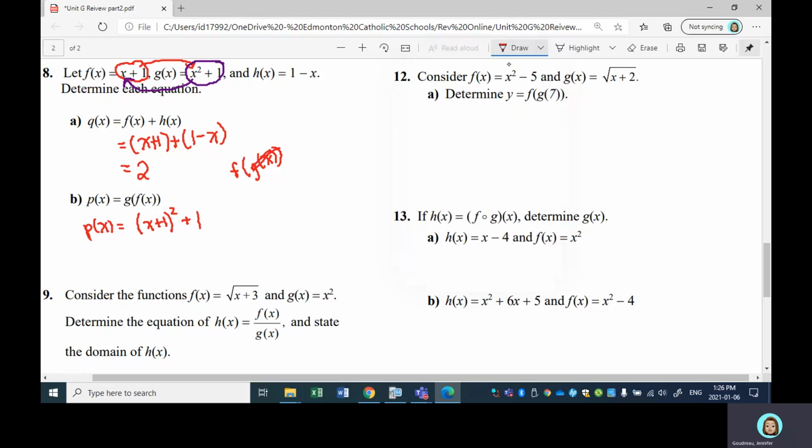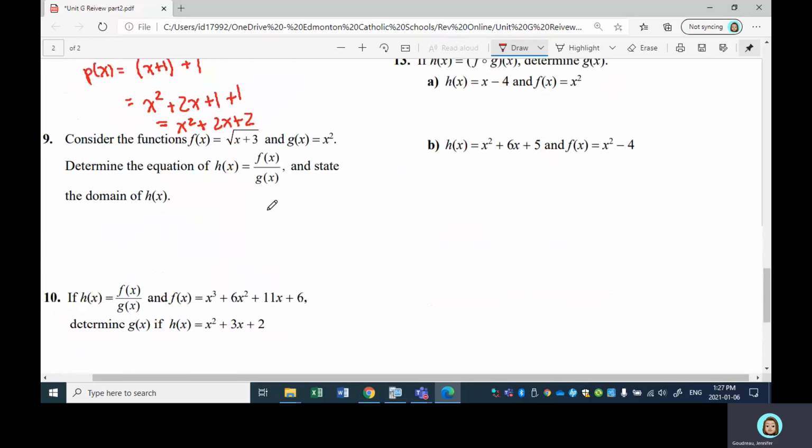We want to simplify where we can. So this question can be simplified because we can do some distribution. So x plus 1 all squared, remember that that means the same as x plus 1 times x plus 1. So when we distribute, we're going to get x squared plus 2x plus 1. We still have the plus 1 sitting on the end. So collecting like terms, x squared plus 2x plus 2 would be our composite function there.